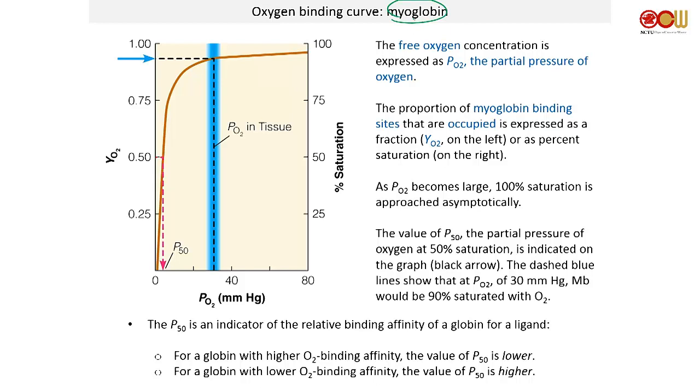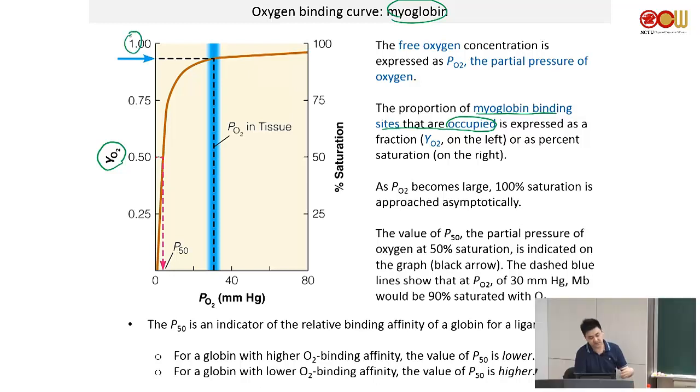Now let's first take a look. Here on the y-axis, this Y O2 business, that's the fraction of myoglobin binding sites that are occupied. So the total available binding sites will be 1. If all of the O2 binding sites have oxygen on them, then you are going to be at 1. If you have no oxygen on them, then you're going to be at 0. So it's sort of like 0% to 100% bound.